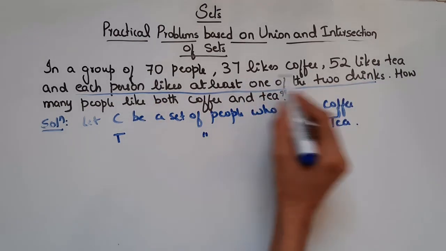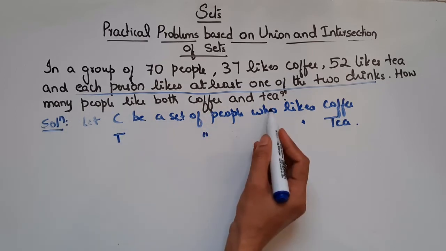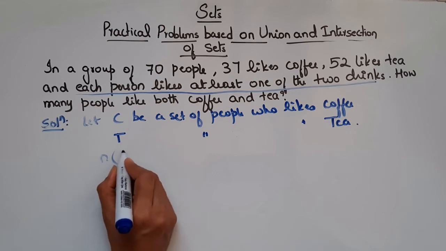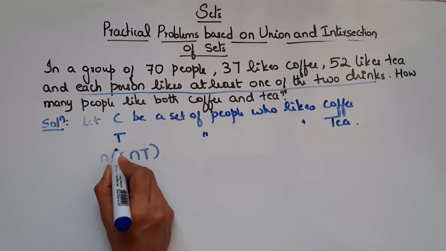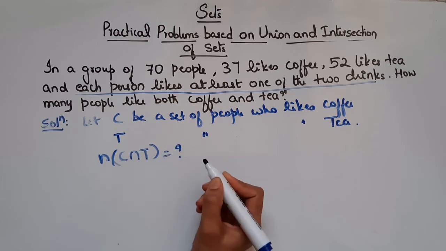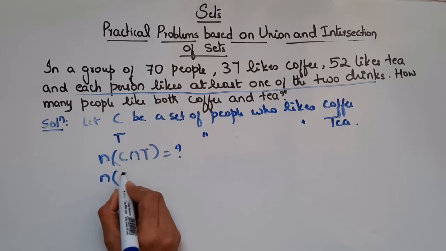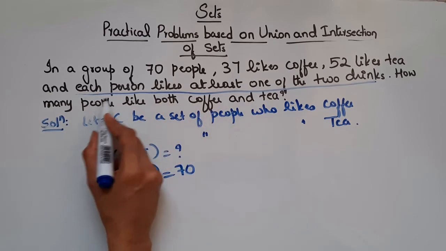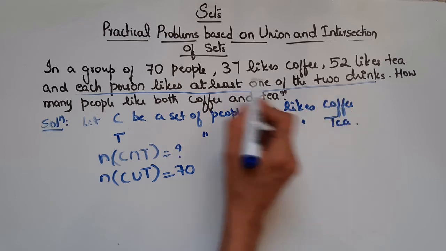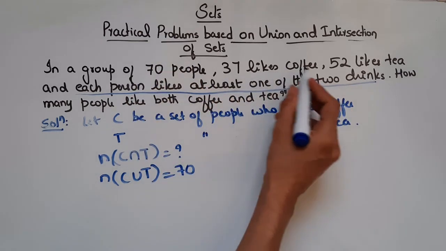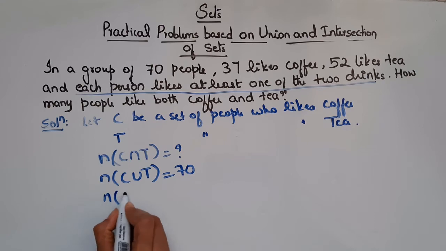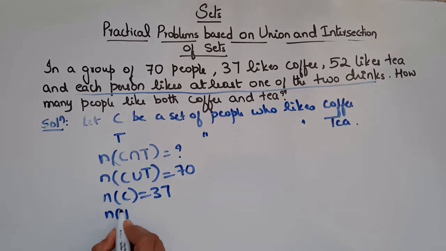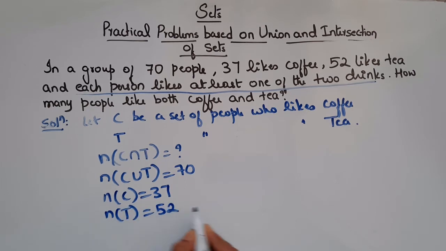Here it says how many people like both coffee and tea. So here we have to find the number of people who like both coffee and tea, meaning C intersection T. So this we have to find. Here what is given? Here n of C union T is given, that is 70, because it says each person likes at least one of the two drinks. So this is the union. Next we have 37 like coffee, so the number of people who like coffee is 37, and the number of people who like tea is 52.